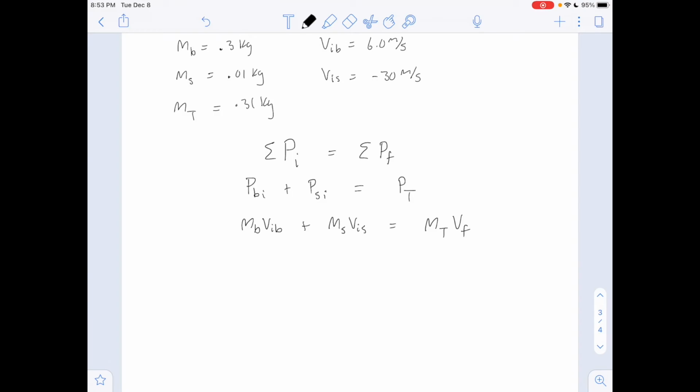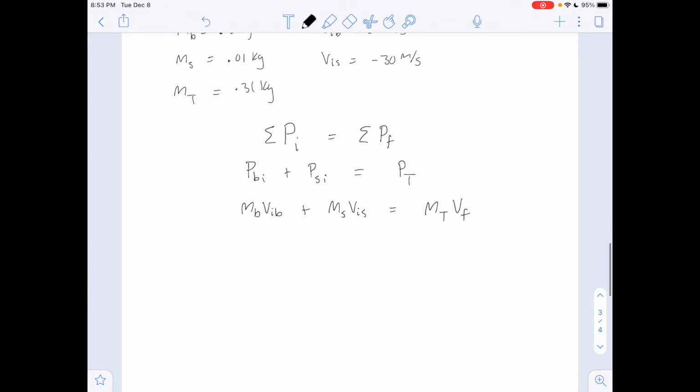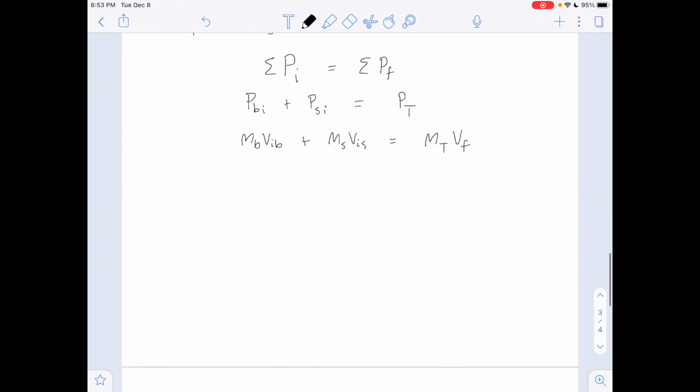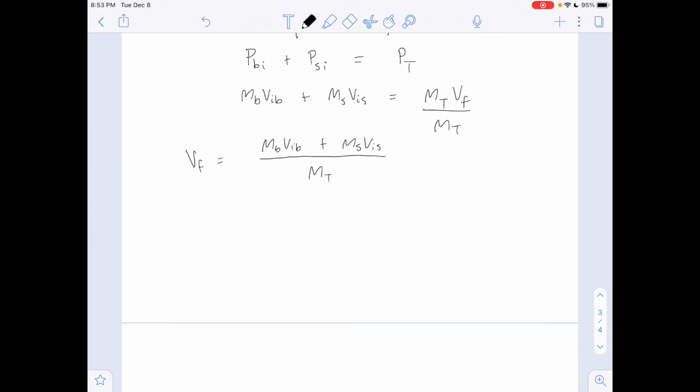We'll call that V final, and we want to figure out what that final velocity is. So let's solve for it by dividing everything by the total mass. If we do that, then we have momentum of the bird plus momentum of the insect, all divided by the total mass. And now we'll plug our numbers in.